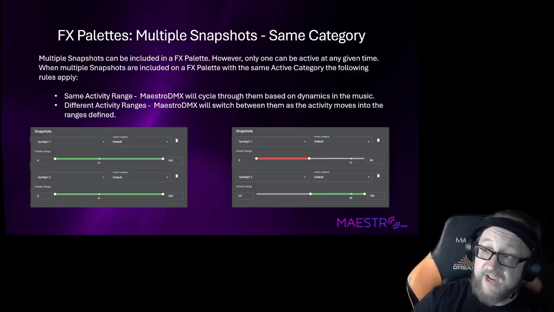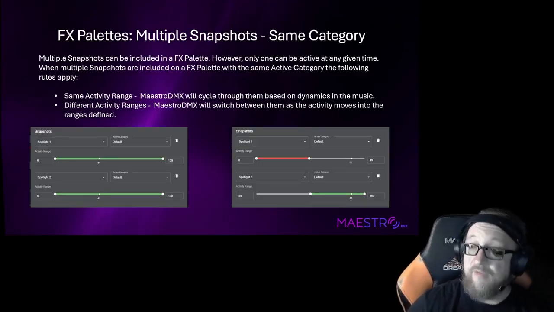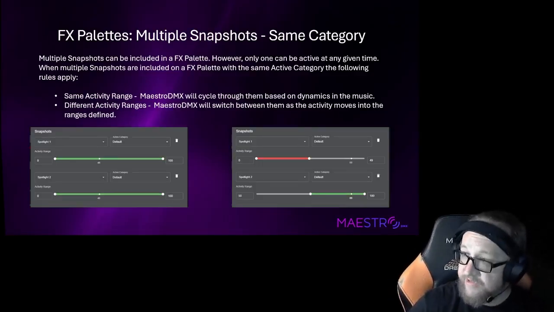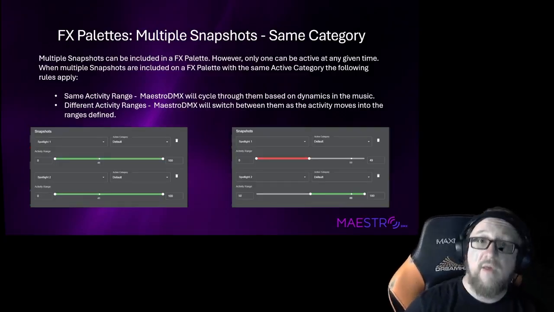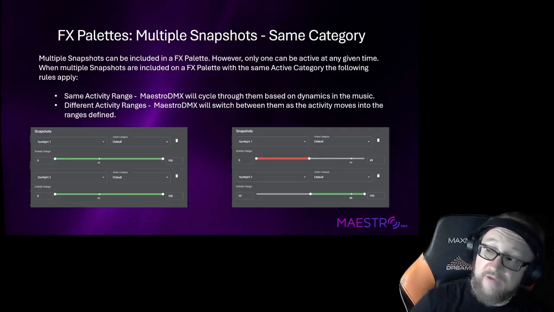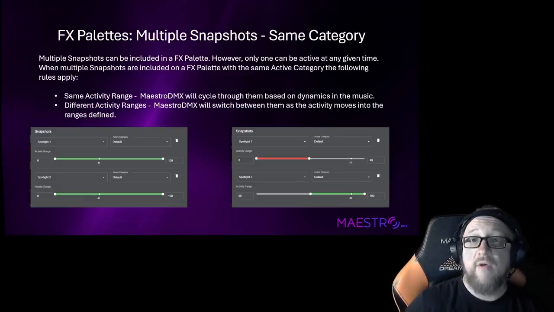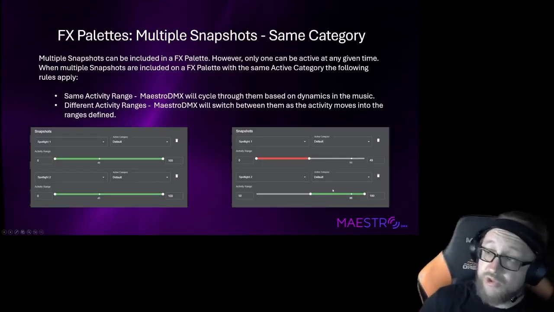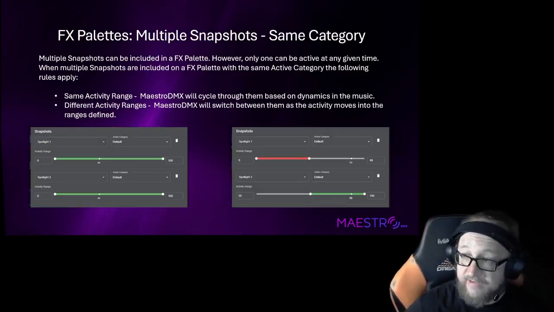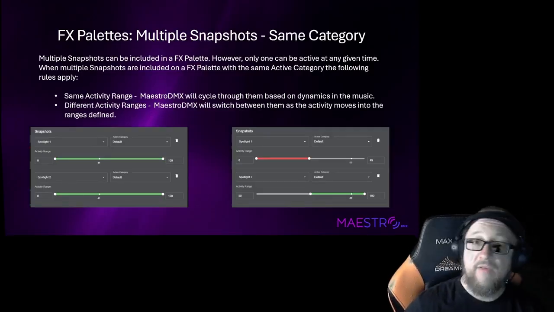If you have different activity ranges set, so you have one activity range that's 0 to 49, so the first half of the activity, and you have another activity range that's set to 50 to 100, MaestroDMX will then choose between those based on the activity level. So as the music is playing, there is a little dot. If you have MaestroDMX playing music and you have this interface open, you will see a little dot dancing around the screen based on activity level. Whenever that dot is within the range that you've set, that range will turn green. That will show you that that snapshot should be active. And then the other one will turn red. So you'll have that option.